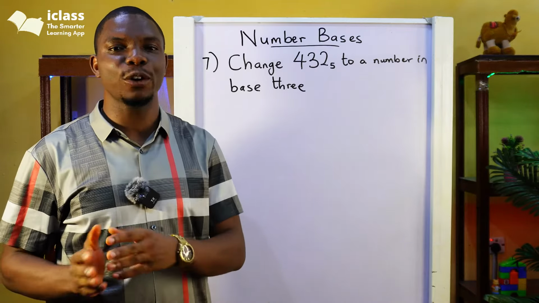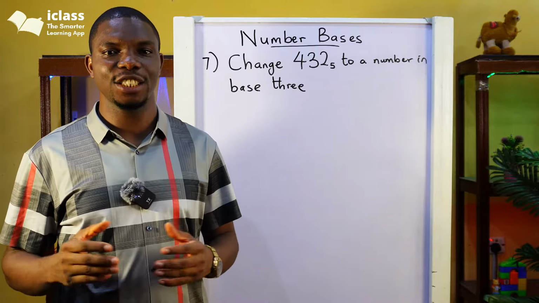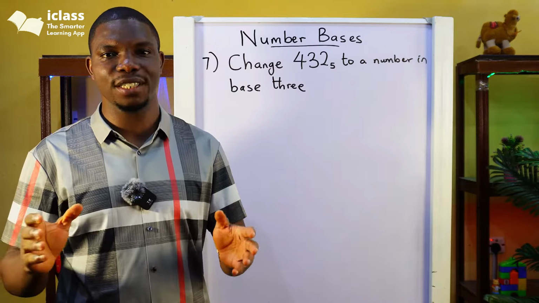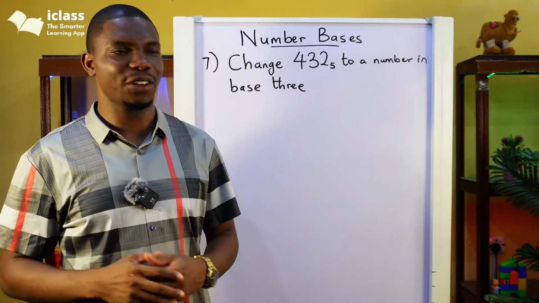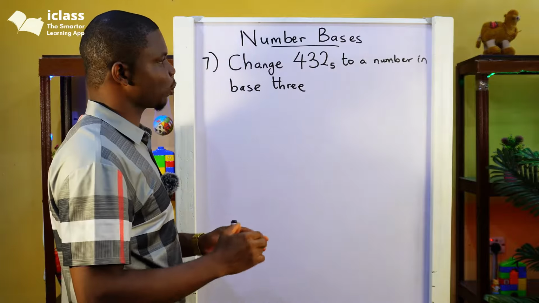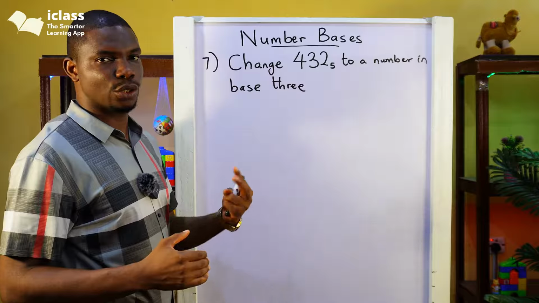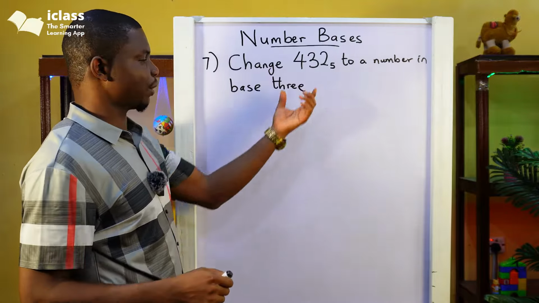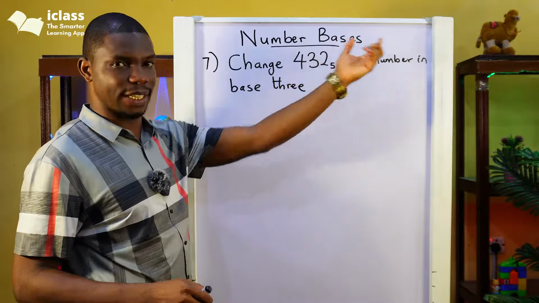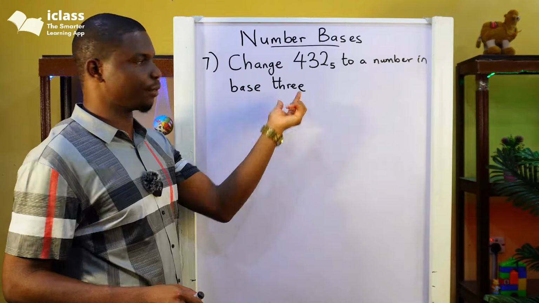Now let's see how we convert between other bases other than base 10. It's just like for currencies, we see how we convert between other currencies other than Naira. All right, change 432 base 5 to a number in base 3. We normally employ two steps. The first step is to convert from the initial base to base 10, and then from base 10 to the base that you want to arrive at.